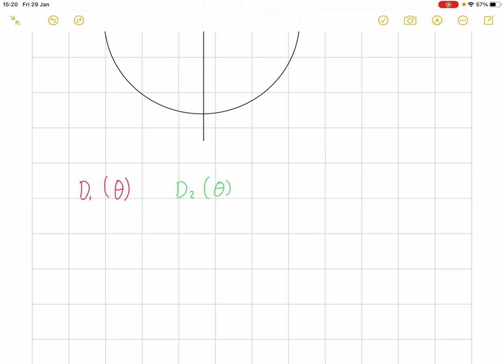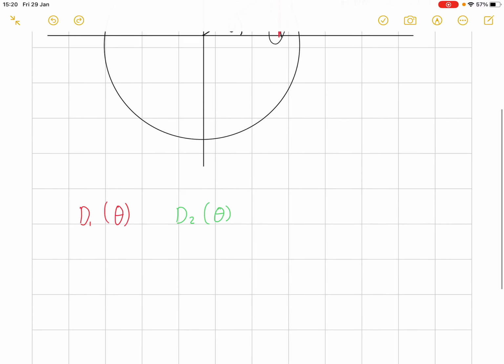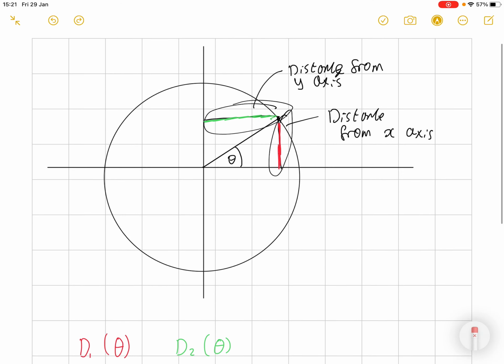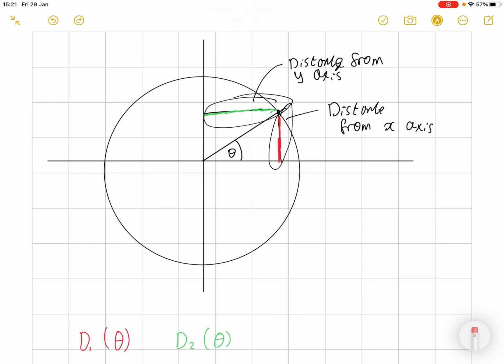Theta is the independent variable, okay? Theta varies independently. We can do what we like to it. And D1 and D2, these are our dependent variables. These measurements depend on what theta is. So let's do one more thing. I'm going to just redraw this diagram a little bit, okay?